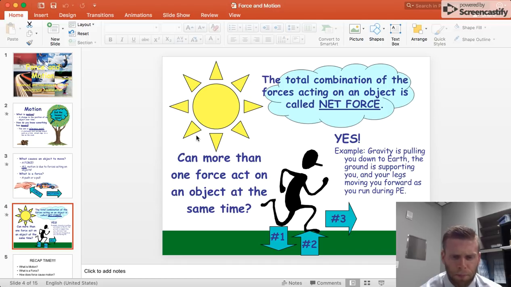So can more than one force act on an object at the same time? Well, if you look at this guy running here, you have the force of gravity pulling you down, which is numbered 1 there. Then you have your legs holding you up, which is number 2. And then you have your movement of running to the right, number 3. So there can be more than one force acting at a time. So the total combination of all forces acting on an object is called net force.